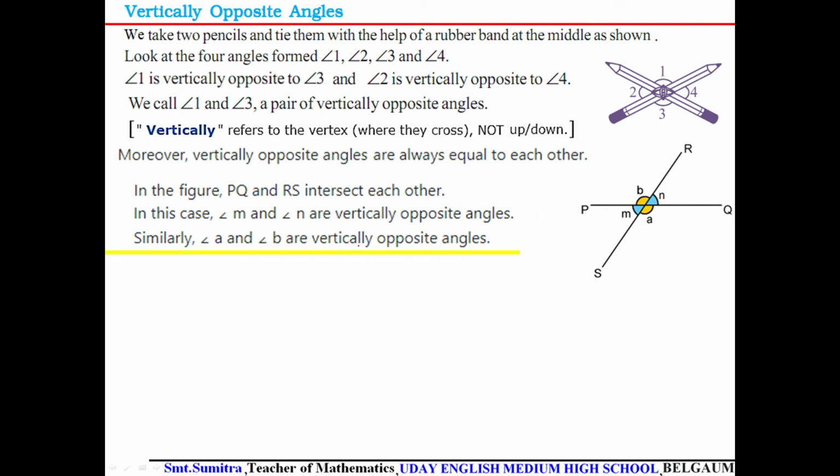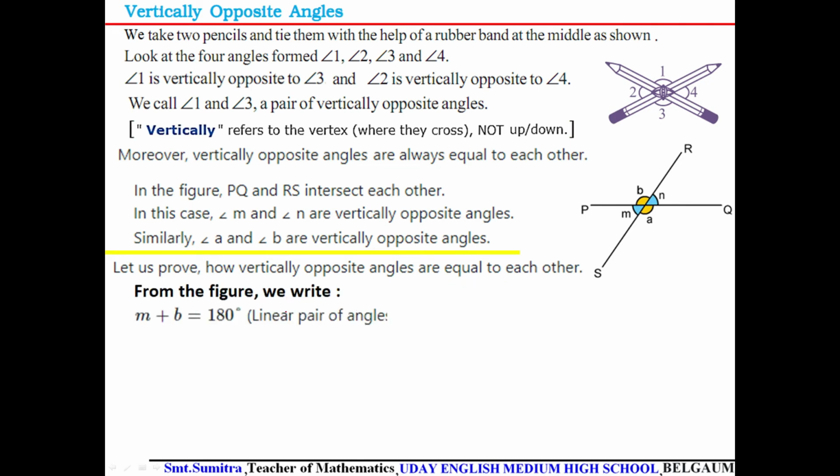Let us prove that vertically opposite angles are equal. How to prove this one? From the figure we write that angle M and angle B are 180 degree. These two angles are linear pair. Therefore, M equal to, I'll transfer B to the right hand side, it becomes minus B. So M equal to 180 degree minus B. I'll call it equation 1.